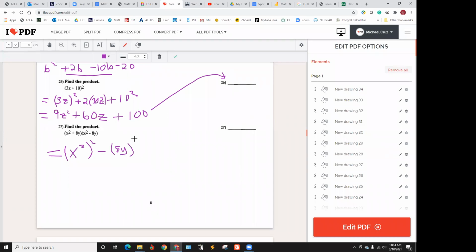If you FOIL it out, nothing wrong with that. It might take a little bit longer, but you'll have a positive x squared 8y and a negative x squared 8y, and they're going to go away. You won't have any more of those middle terms. So there we go.